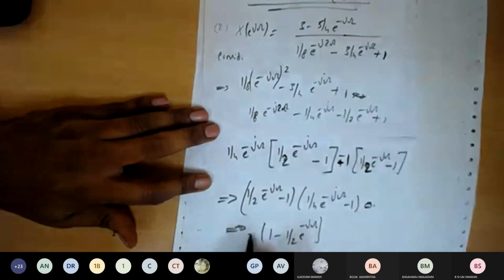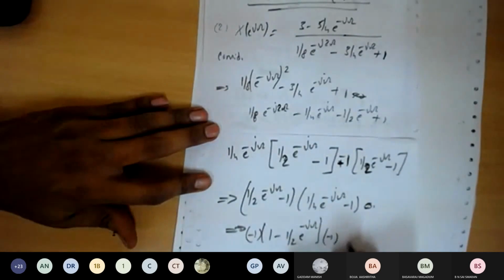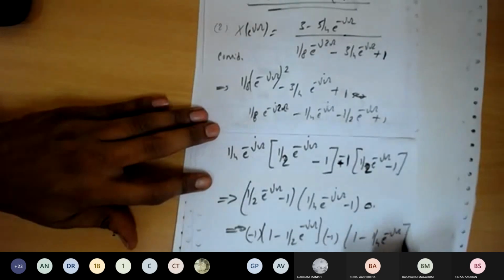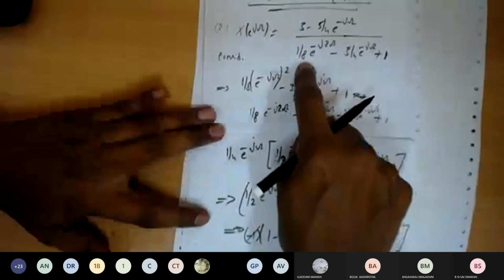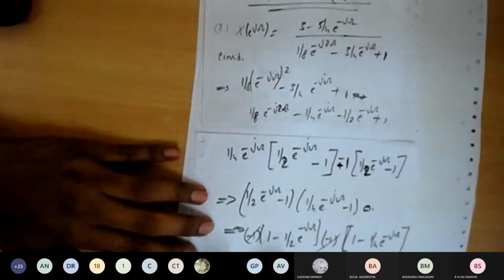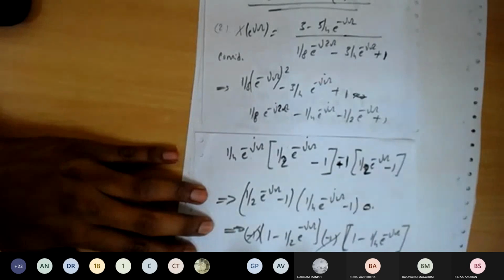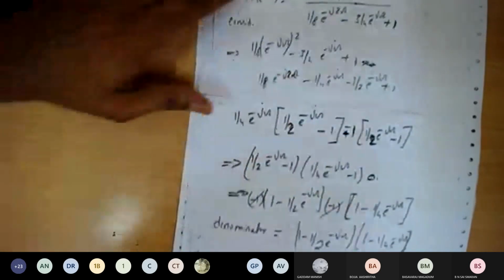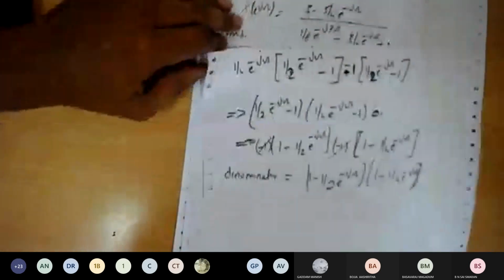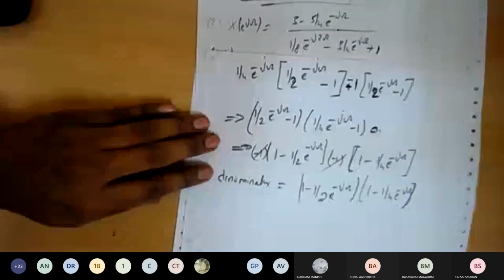When I take minus common, I'll get minus 1 here. And similarly, when I take minus common here, I'll get minus 1. So it is 1 minus 1 by 4 e to the power of minus j omega here. This minus 1 will get cancelled with minus 1. So the denominator will become 1 minus 1 by 2 into e to the power of minus j omega, and 1 minus 1 by 4 into e to the power of minus j omega. Okay, so we'll substitute this back in the expression for X of e to the power of j omega.